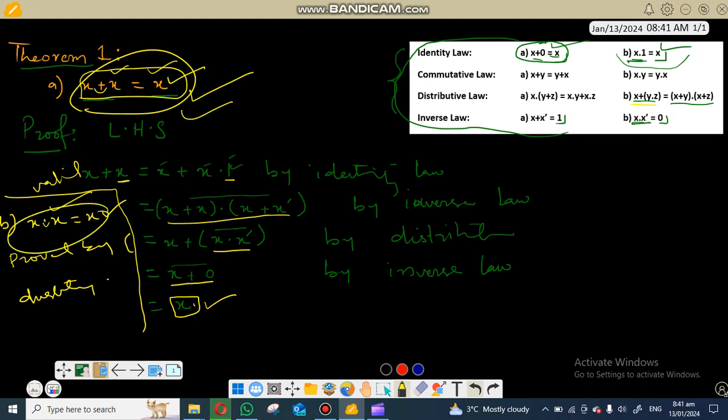So this was the first theorem that you can prove. You can also follow some different steps to prove it. You can also follow the other side of the equation to prove it, but this is the easiest one that I have picked for you guys. So this is how you prove the first theorem.